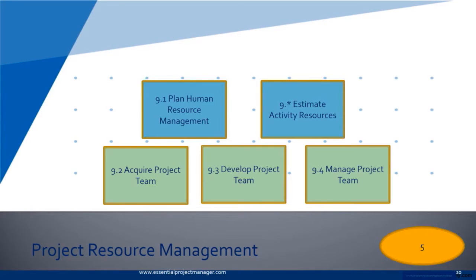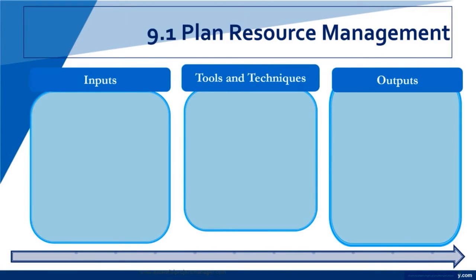We have 5 different process areas here. We plan human resource management. We estimate activities of resources. We acquire project teams, develop the teams, and manage the teams. It's fairly straightforward, but it's what a lot of us as project managers do all the time. And here we go. Plan resource management.